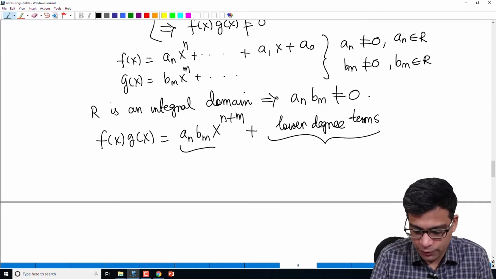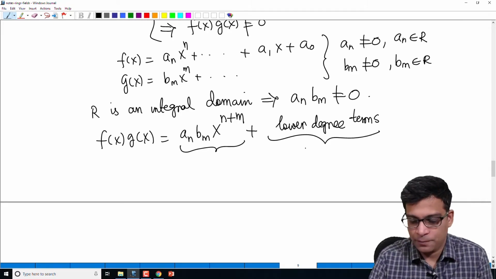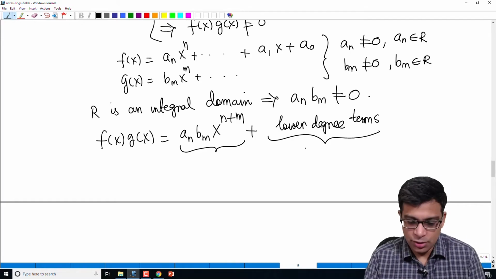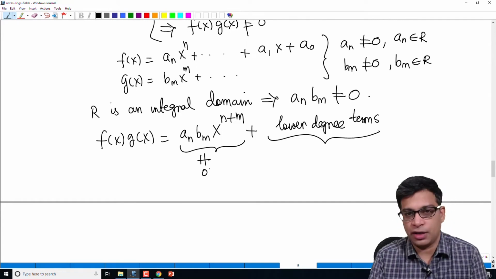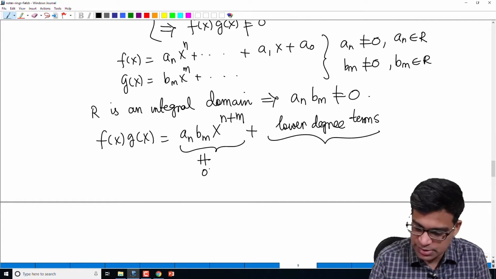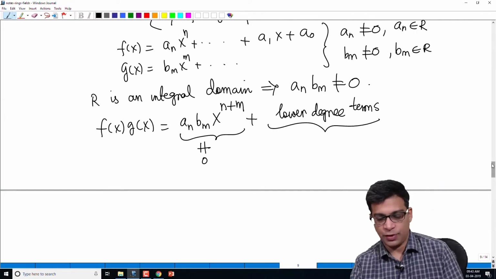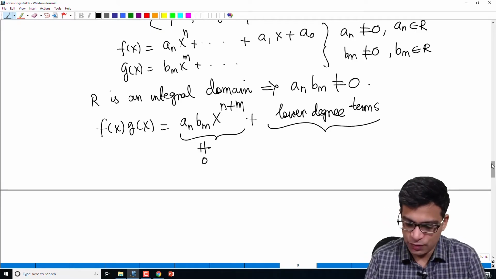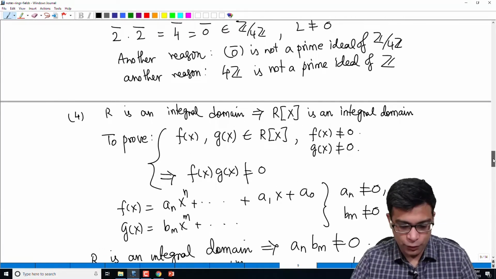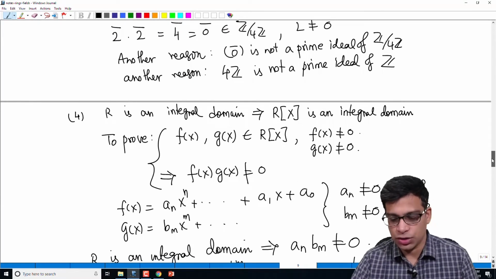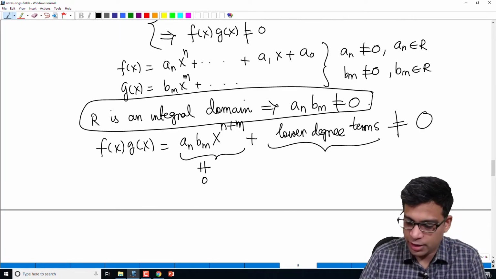When you take their product, you will have this. For every other term, the degree will be strictly less than n plus m, so they are lower degree terms. Now, because a_n and b_m are non-zero elements in the ring, a_n b_m is non-zero, hence this term is non-zero. No subsequent term of the product can cancel this, so it will survive. This proves that the product of two non-zero elements in the polynomial ring is non-zero. And the crucial statement is that you need a_n b_m to be non-zero.